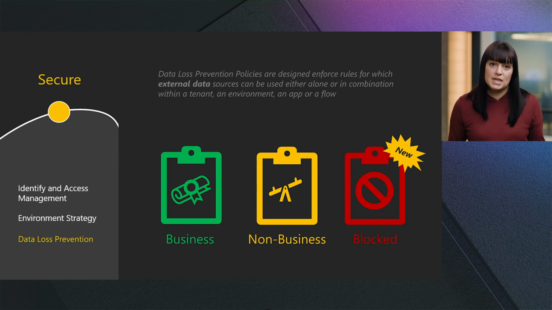Business is really intended for sensitive data that you use for your business. And connectors in this category can only be used with other data sources in that same category. Then we have non-business, which is for non-sensitive data, data sources that you don't want to use in apps created where you're also using the business data. And then finally, we have blocked, which was the ability we added maybe 12 months ago now, where you have the ability to completely block connectors from usage, either at tenant level or in a given environment.